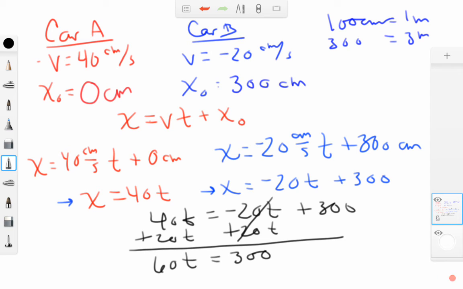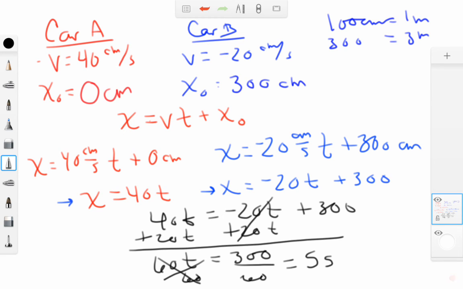The final step, to get t by itself: 60 times t, the opposite of multiplying by 60 would be dividing by 60. So if I divide by 60, it will cancel out, and I just need to divide by 60 on the other side. 300 divided by 60 will get me 5 seconds. This is telling me the time where the two cars will collide.